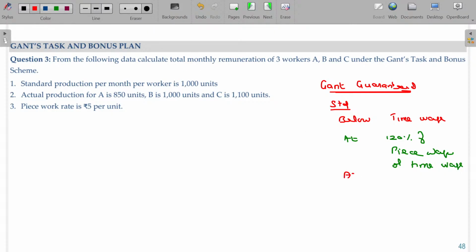Above standard means 120 percentage of piece wage or high piece wage will be given. High piece wage. Okay.